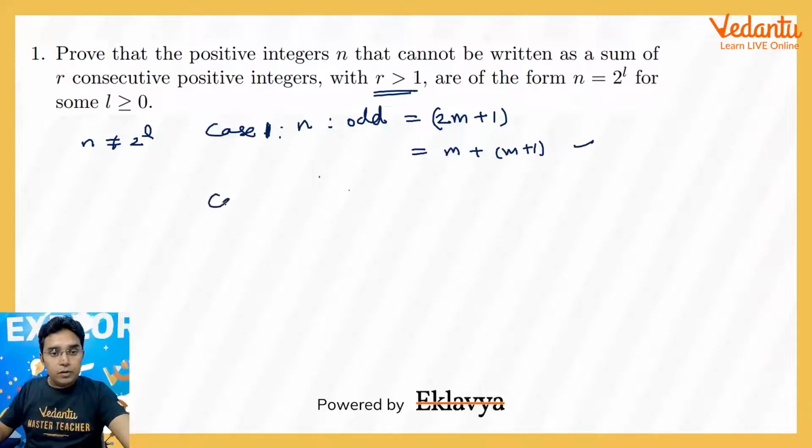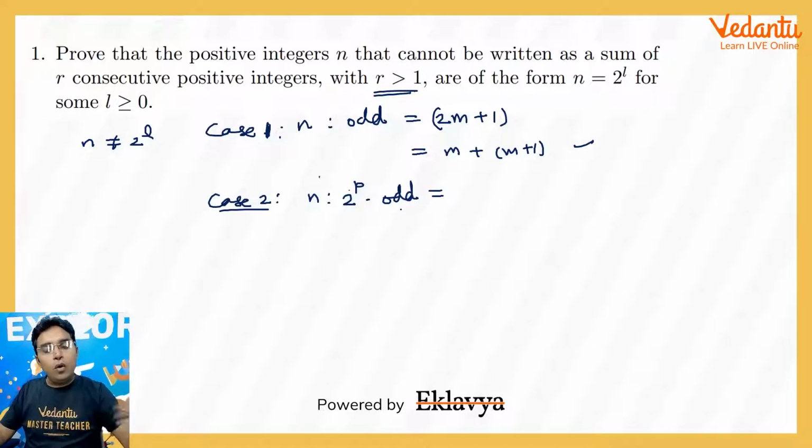Now suppose this n is not odd, but n is 2 power p into some odd integer. I think this will cover all the even integers except those which are of the form 2 power l. And when I say odd, it should be greater than 1. So this will be 2 power p into 2q plus 1. I am taking this.